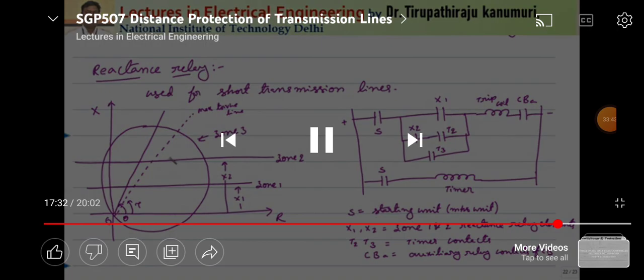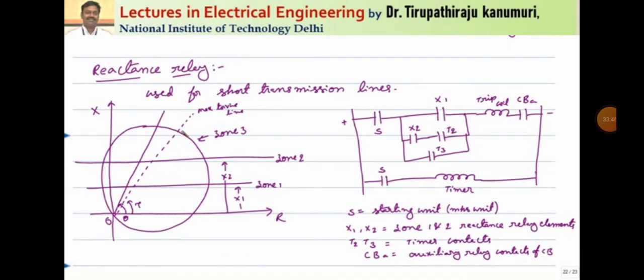Let us assume it is between zone number 2 and zone number 3. Then what will happen? X1 and X2 will not operate. So after time T3, the circuit will close like this and your trip coil will activate. So in this way it will protect.